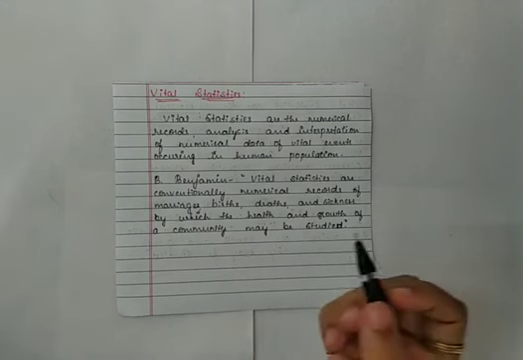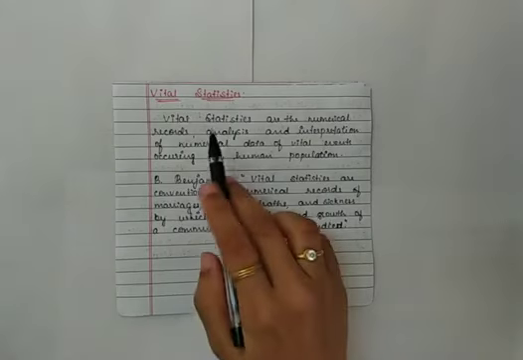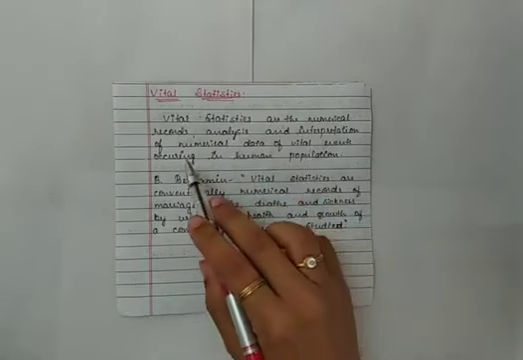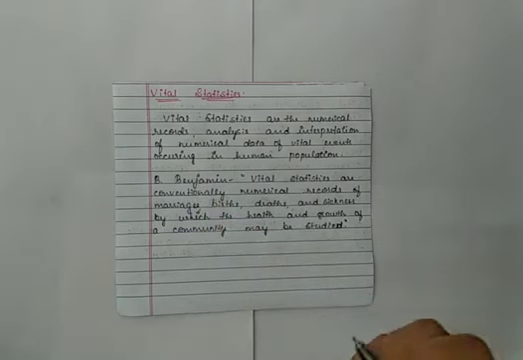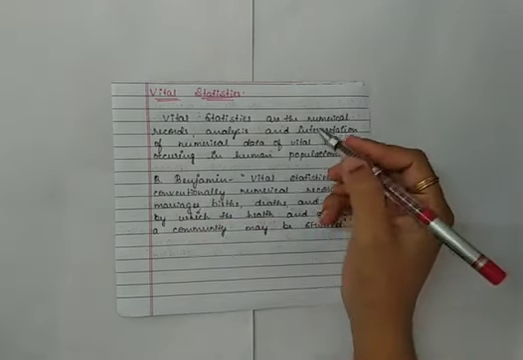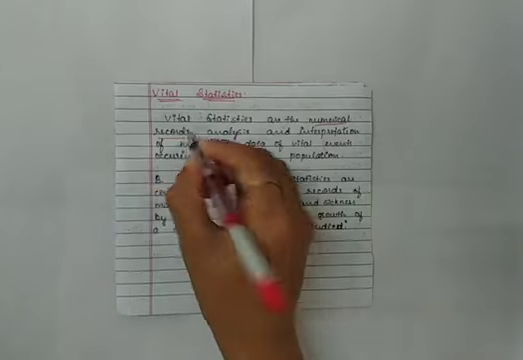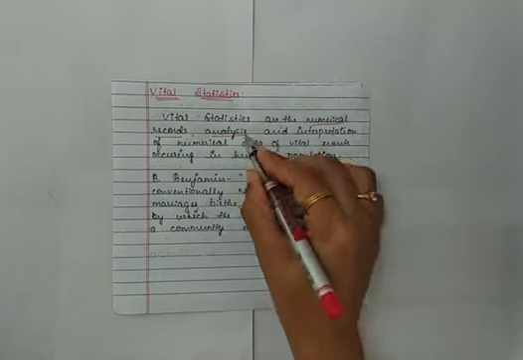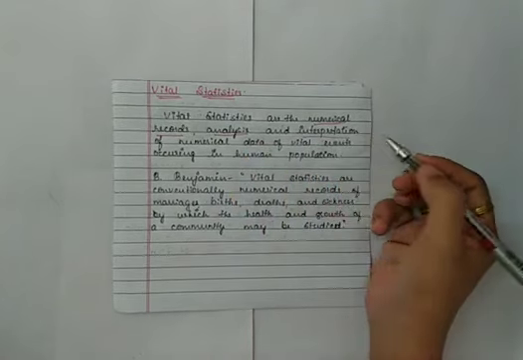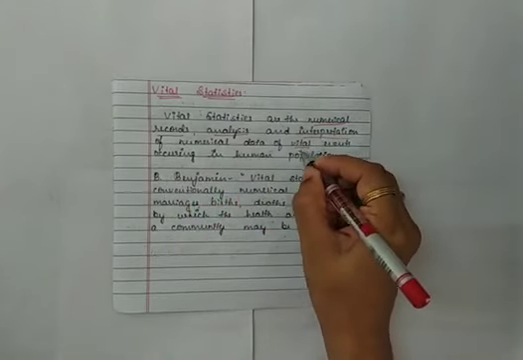So, before starting with the practical, let us see the meaning of vital statistics. Vital statistics are the numerical records, analysis and interpretation of numerical data of vital events occurring in human population. It is a numerical record. Using this numerical data, they analyze and interpret the numerical data of vital events.